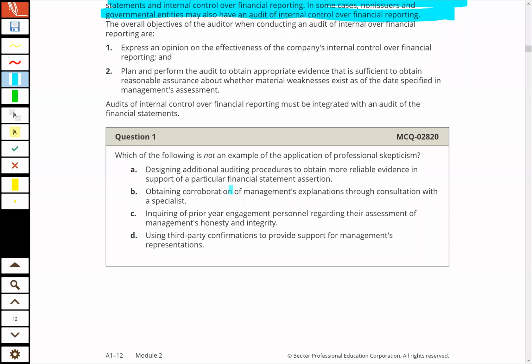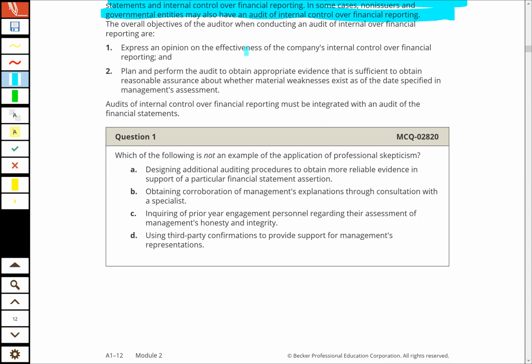Okay, so I'm going to go ahead and end the polling and share the results with you. And yeah, most of you got this right. The answer is C. The key thing to keep in mind about professional skepticism is we're thinking about what is the evidence. We're really questioning the veracity, the reliability of the evidence that we've received in support of the financial statements, right, and supporting our opinion.